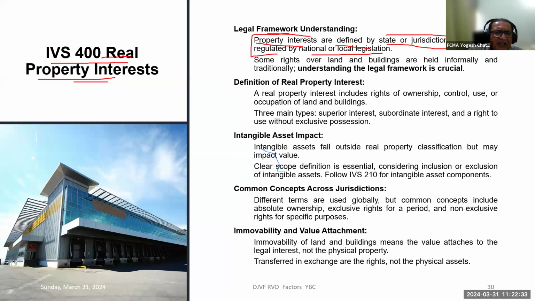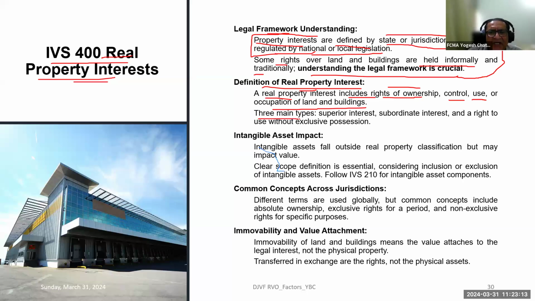these are state subjects in India also. Property interest is a state subject, and central interference is very minimal. Some rights over land and building are held informally and traditionally. Understanding the legal framework is crucial. So, definition of real property interest: real property interest will include a right of ownership, control, use, or occupation of land and building. All that will be covered within the real property interest.